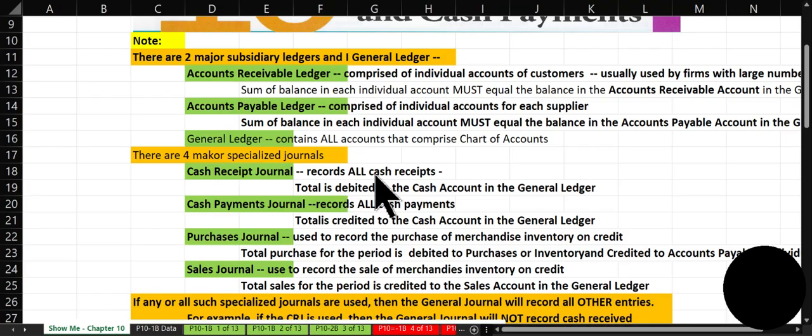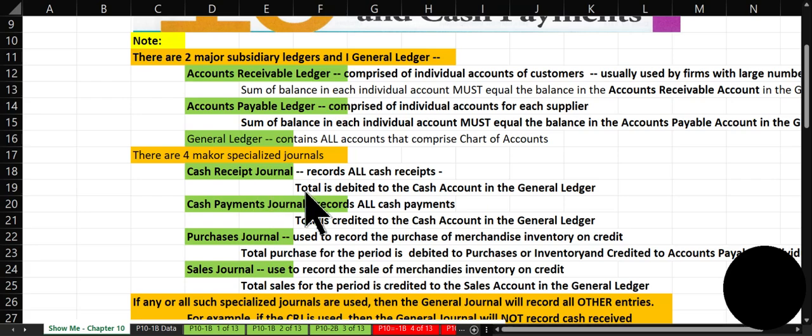in the general ledger. Same thing is true for the cash payments journal or CPJ. This one records all cash payments. So the cash payments journal is really the credit column, if you will, of the cash account, because the total from this specialized journal is recorded on the credit side of the firm's cash account. So all cash payments, regardless of what we are paying for, will be recorded in the cash payments journal.